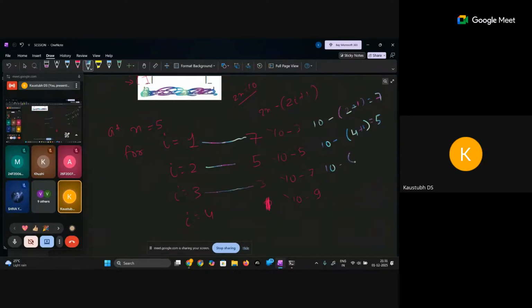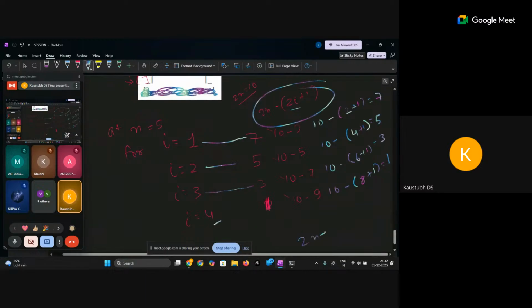So 2i is 6, plus 1, so which is 10 minus 7, which is 3. And then we have 10 minus 4, right? So 2i is 8. 8 plus 1, which is 9. I think I found it. So this is the formula. So 2n minus 2i minus 1 works.